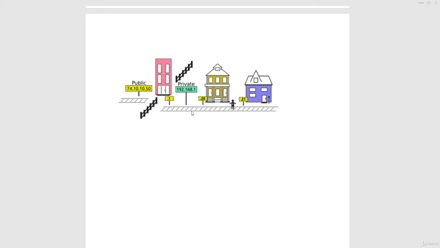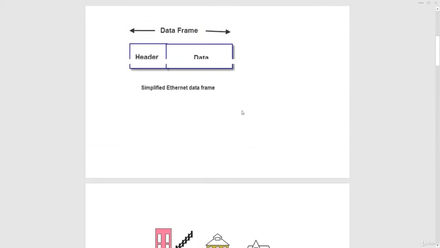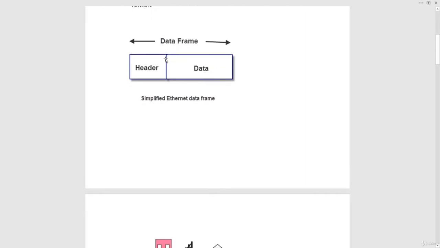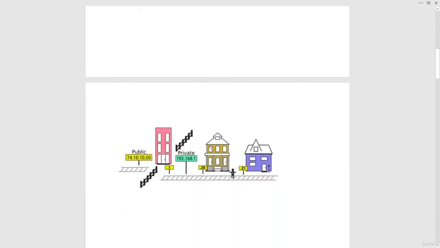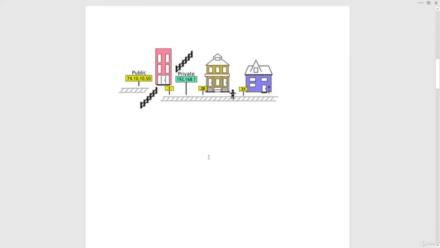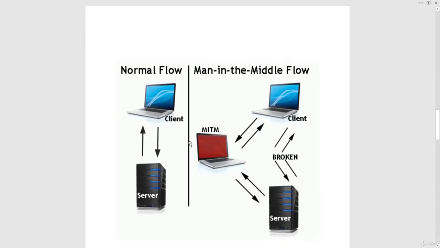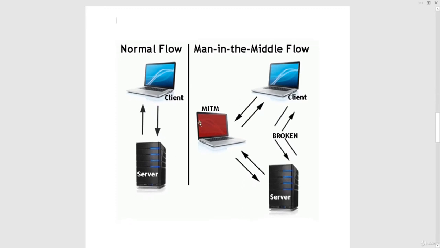So the final data frame will look something like this. It will contain the header and the data. The data is your portion of data, and the header contains your destination MAC address, so as to confirm that this data frame is delivered to that particular node connected to the network. So we have got the basics about the ARP protocol. Now let's see the man in the middle flow.